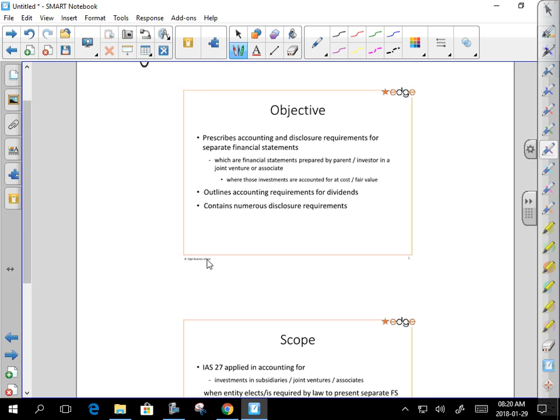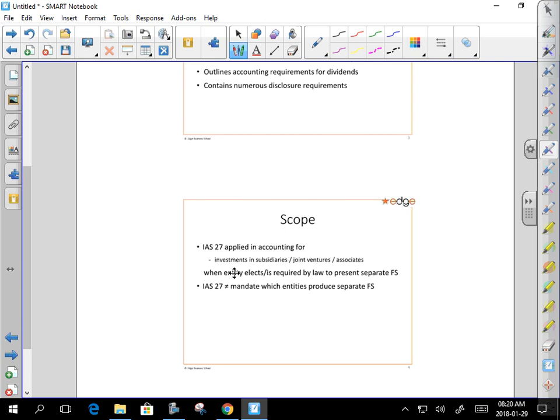And really, just running through those slides quite quickly, the first one there just asks us, what's the objective of the standard? Quite obviously to tell us how to account for the investment and how to account for dividends of subs, JVs, and associates in the separate financial statements. Okay. And then the scope of the standard, that's one of the things that we always have to look at or look out for. It's fairly obvious in this one.